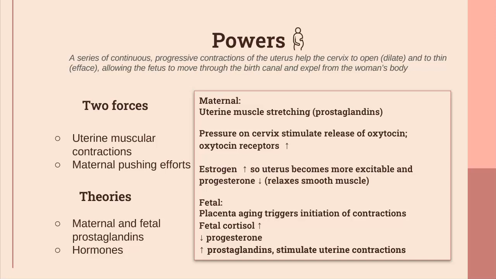There's pressure on the cervix, which is stimulating release of oxytocin. Those oxytocin receptors rise. Estrogen rises, so the uterus becomes more excitable, and progesterone decreases, which is relaxing that smooth muscle of the uterus. So they think in the fetus that the placenta aging triggers the initiation of contractions, fetal cortisol rises, so progesterone decreases, and there's an increase in prostaglandins, which can help stimulate uterine contractions.